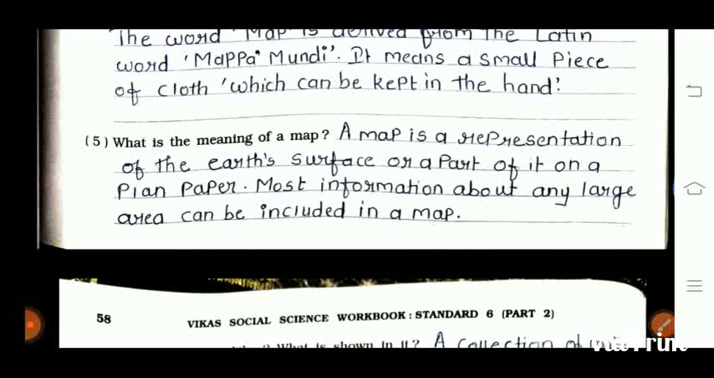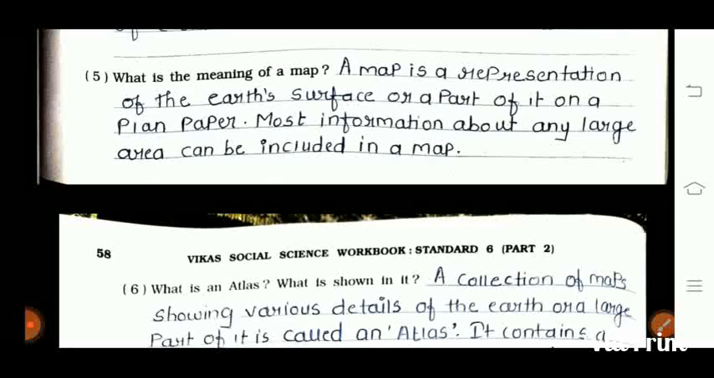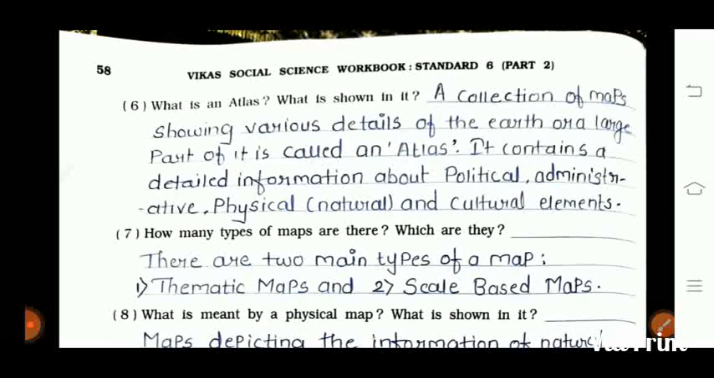Fifth one is what is the meaning of map? A map is a representation of Earth's surface or a part of it on a plain paper. Most information about any large area can be included in a map. Question number 6 is what is an atlas? What is shown in it? A collection of maps showing various details of Earth or a large part of it is called an atlas.